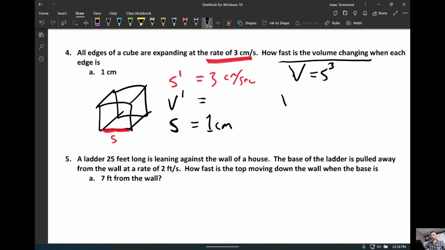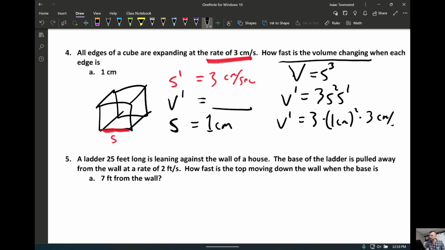So take the derivative of this side with respect to t, which is why you need a V prime. Take the derivative of this side with respect to t, and you would get what? 3s squared s prime. Very good. 3s squared s prime. Power rule, and then this is basically chain rule, implicit. There's going to be one thing you don't know, because that's what you're trying to solve for. The other things, we hope we have all that information. I know s is supposed to be 1. S prime is supposed to be 3 centimeters per second.